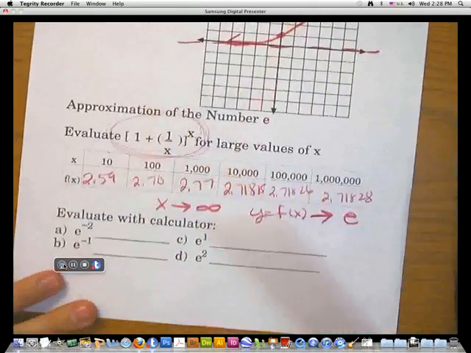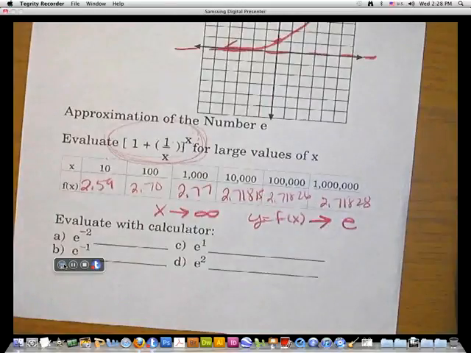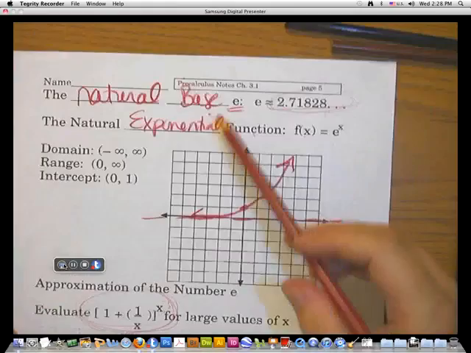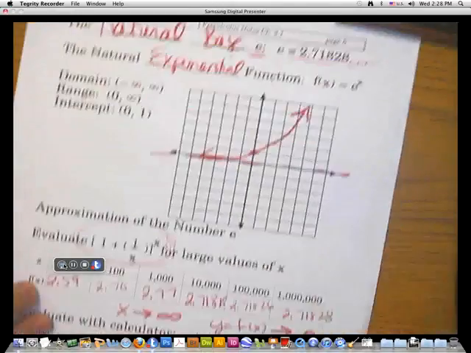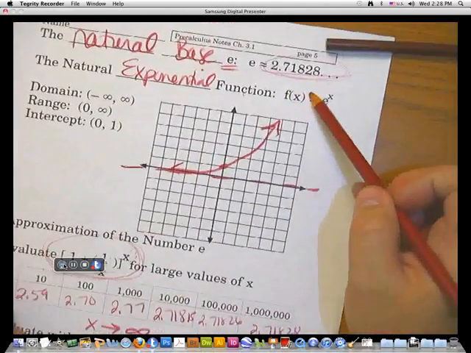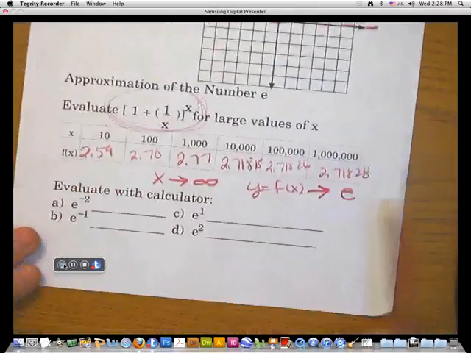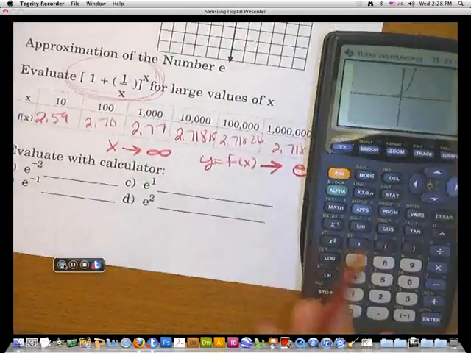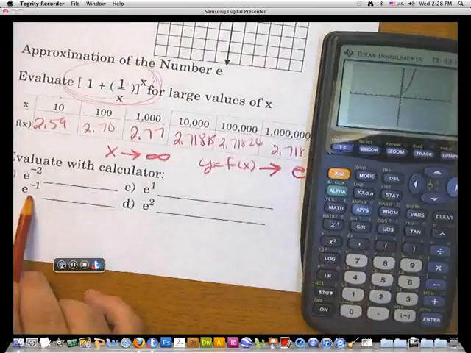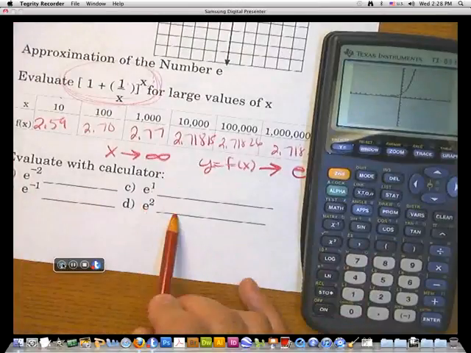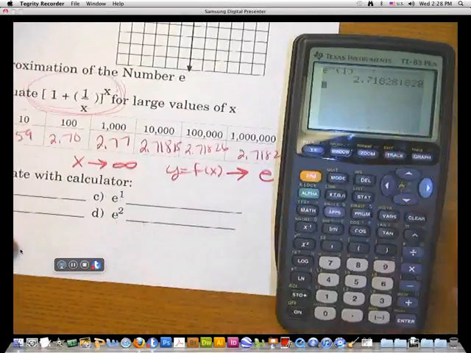Beyond that, we really don't need to do anything more with that. You just need to understand that e is our natural base number. E is an actual number, just like pi is a number, even though we're using a symbol. E has its own value on the calculator. So when you're asked to evaluate for E, just use your calculator.